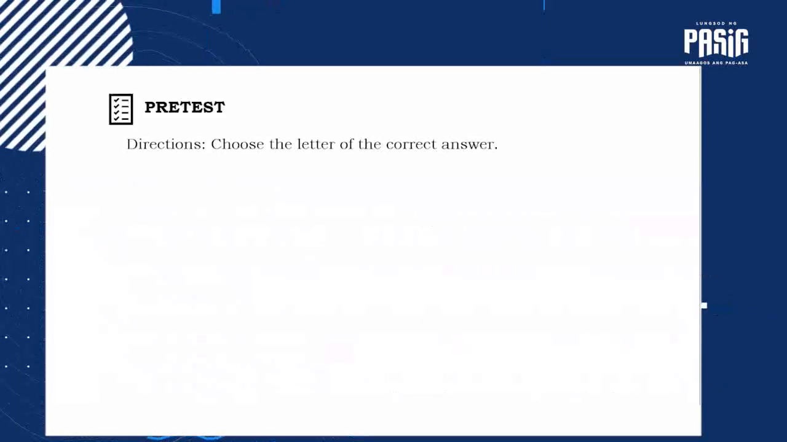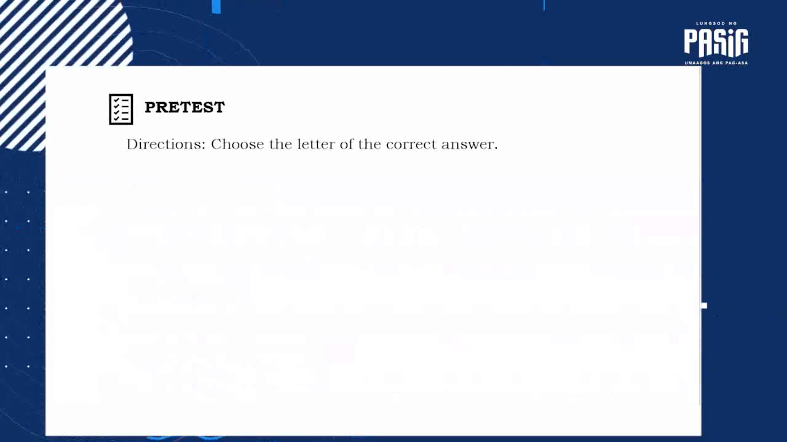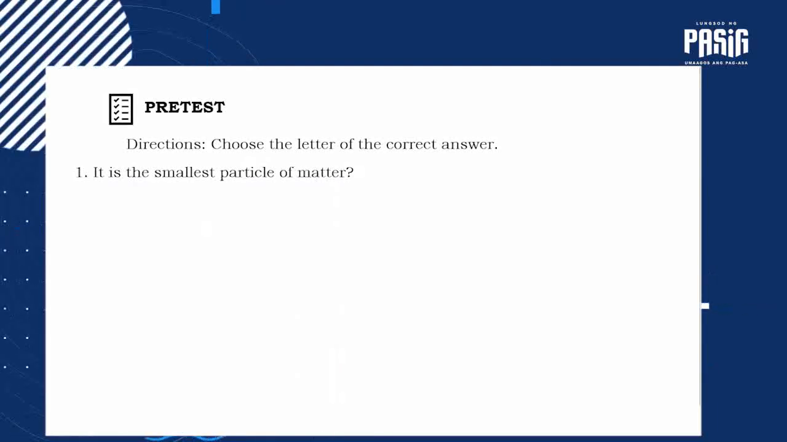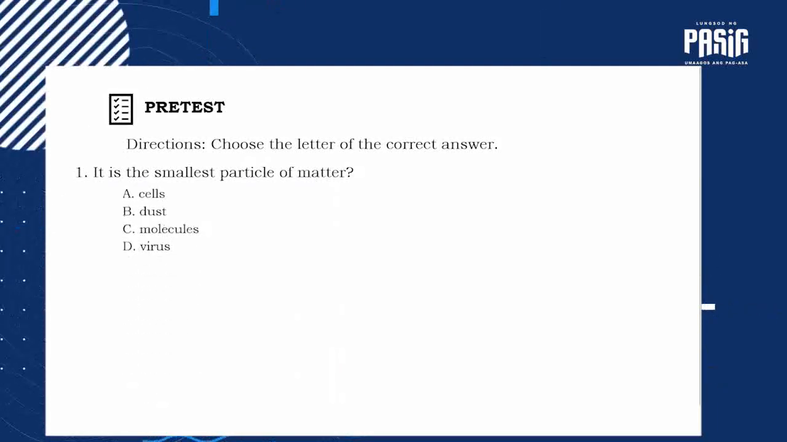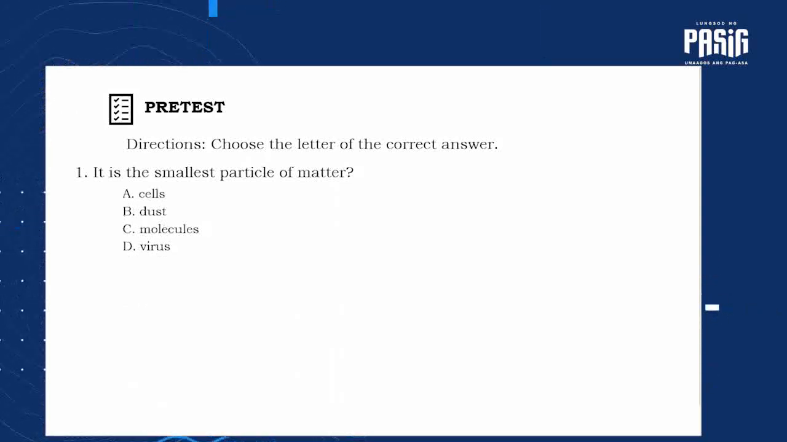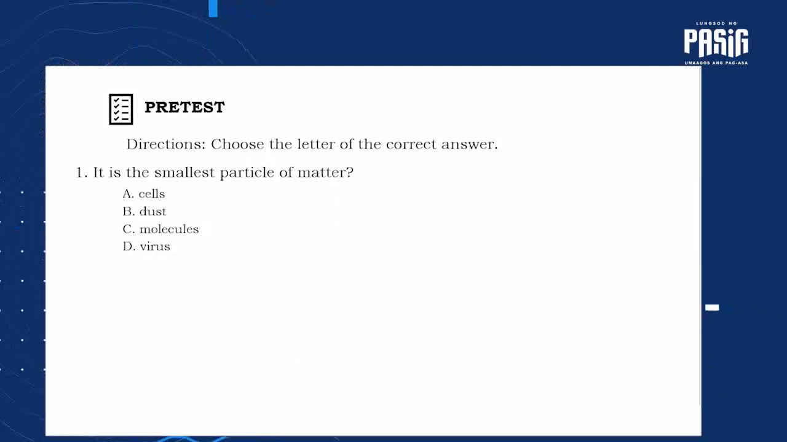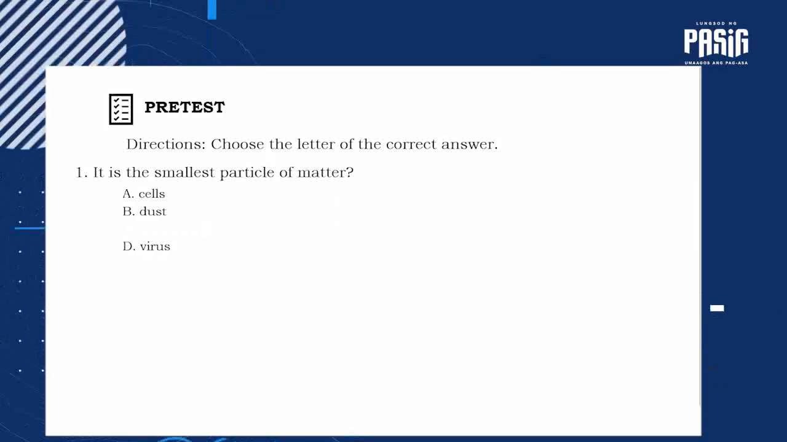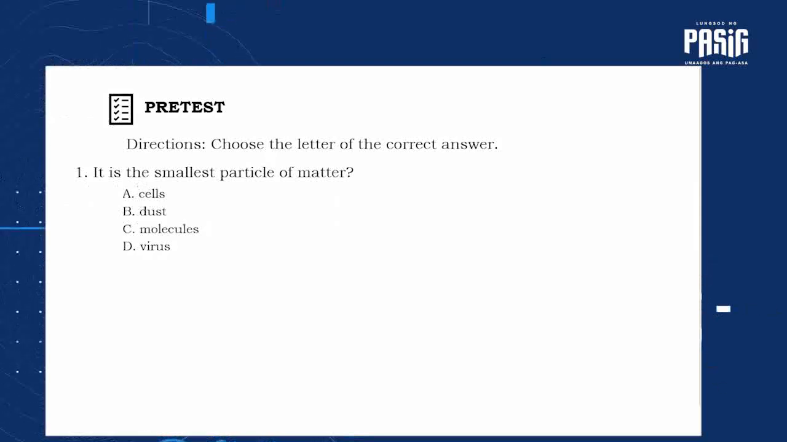For our pretest, the directions: choose the letter of the correct answer. Number 1. It is the smallest particle of matter. A. Cells. B. Dust. C. Molecules. D. Virus. What is your answer? Correct. The answer is letter C. Molecules.